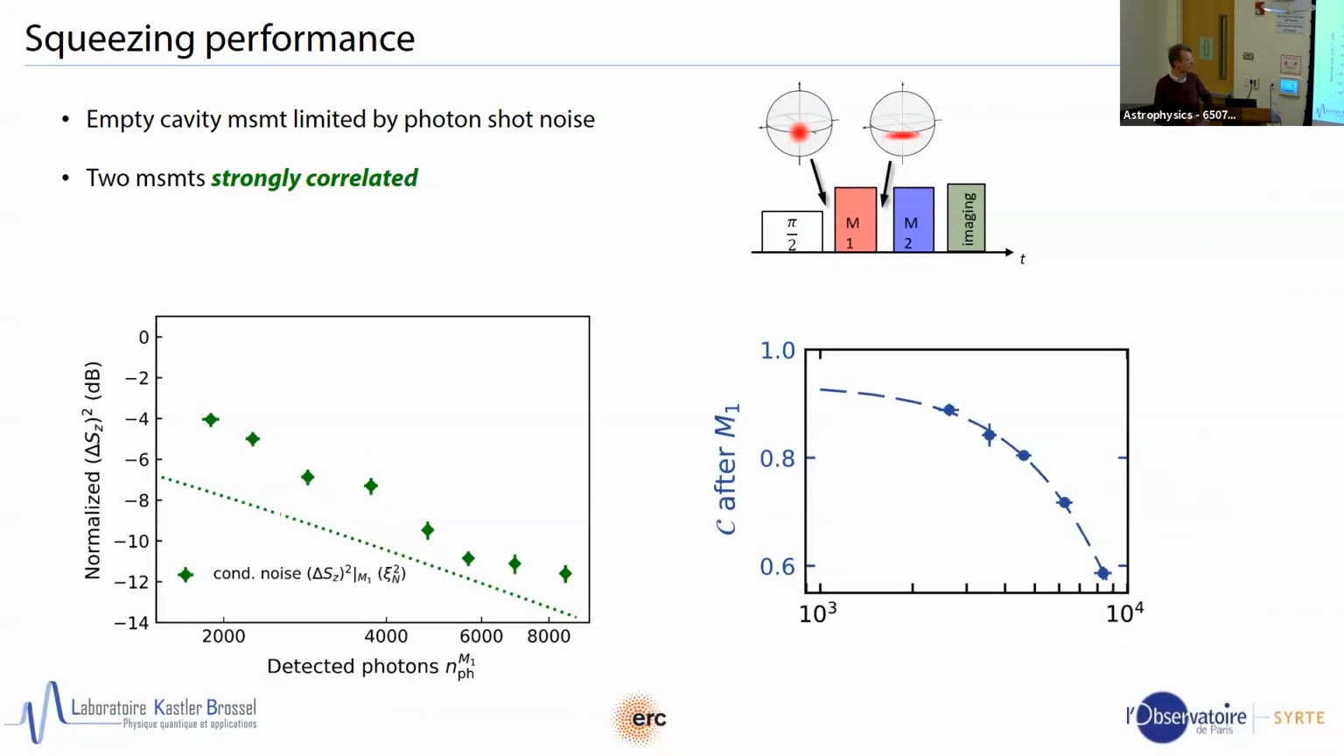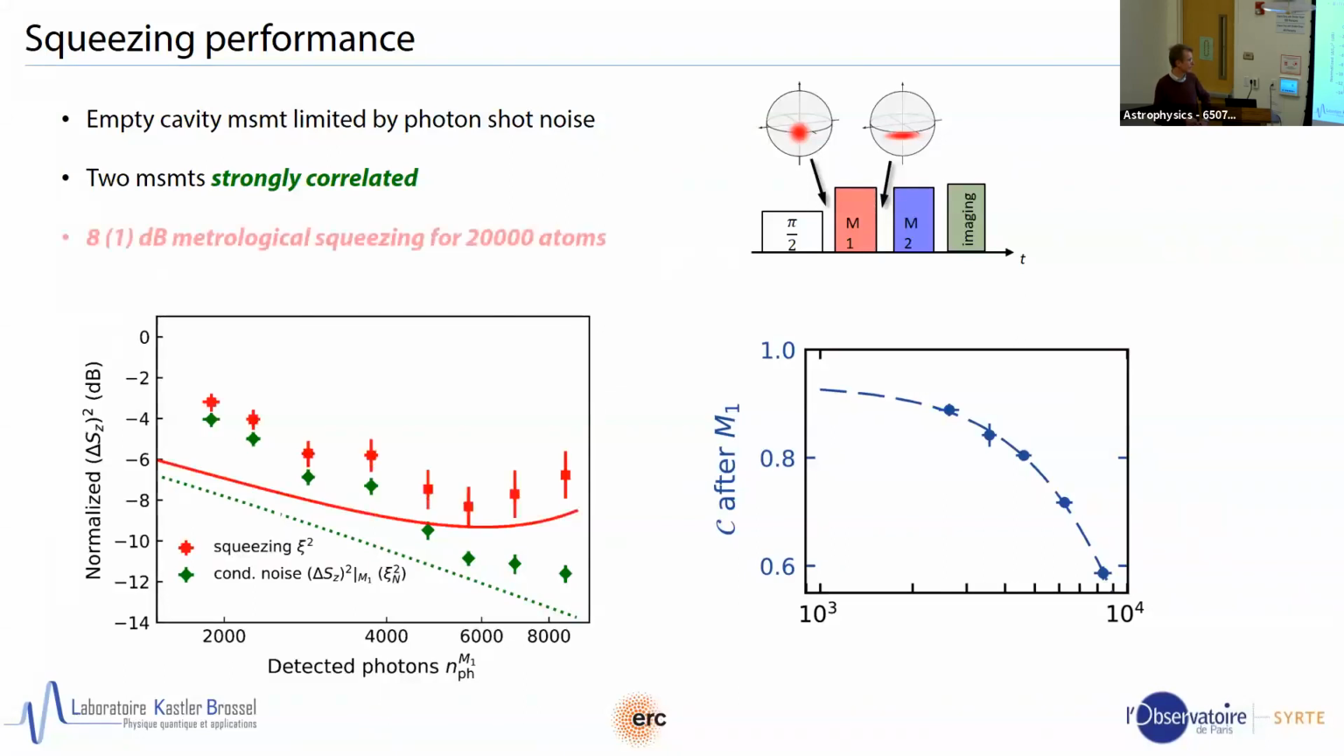some loss of coherence here. Here's the coherence as a function of the number of photons, and if we factor that in, then we get this real metrological gain, which is up to 8 dBs in our clock. And 8 dBs, that's by far good enough to make the projection noise negligible in this noise graph that I showed before. So that's good news, and that's about where we are concerning squeezing.